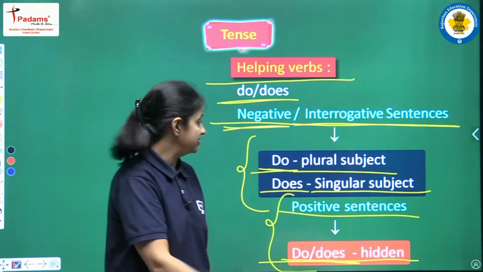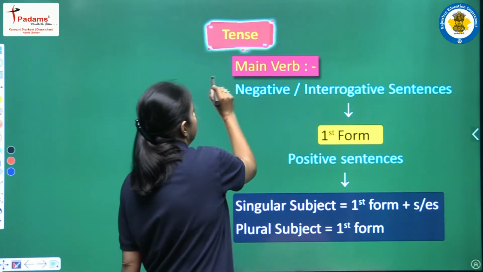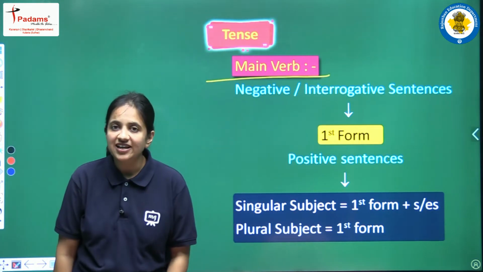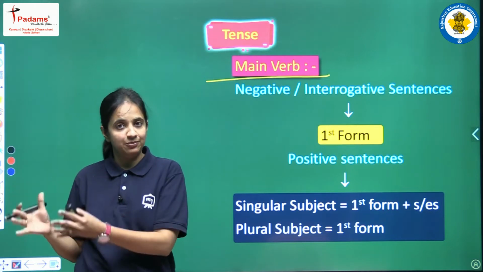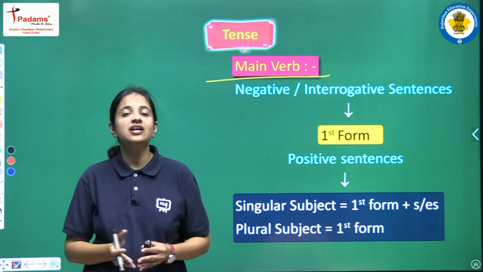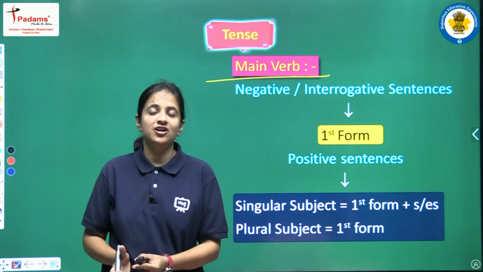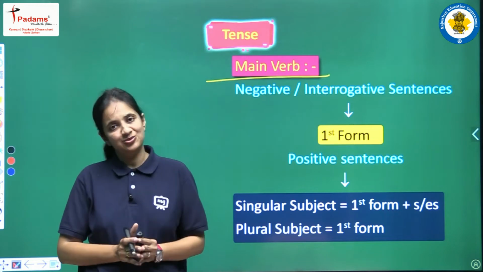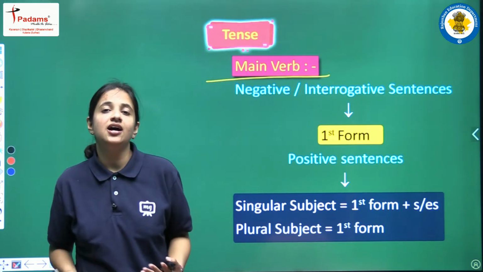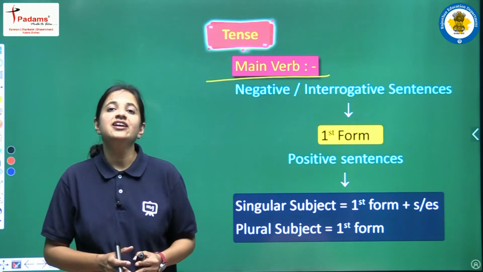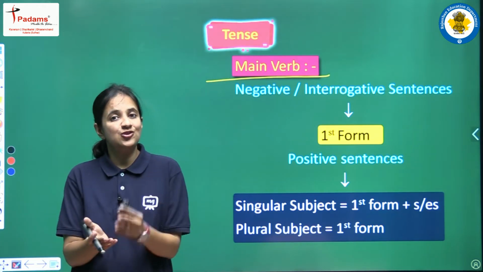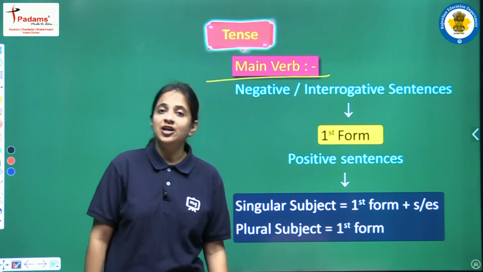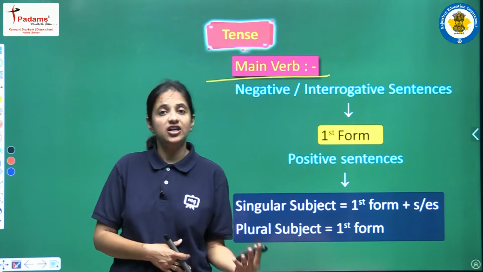So let's move further. Next we are talking about the main verb. As I have told you earlier, in each and every tense we have different kinds of helping verbs, and at the same time we have different forms of the main verb. So first of all, let's clear what a main verb is. When we are learning how to use tense, first of all you have to be aware of this term, main verb. So what is a main verb? Main verb is, we can say, the action verb of the sentence.